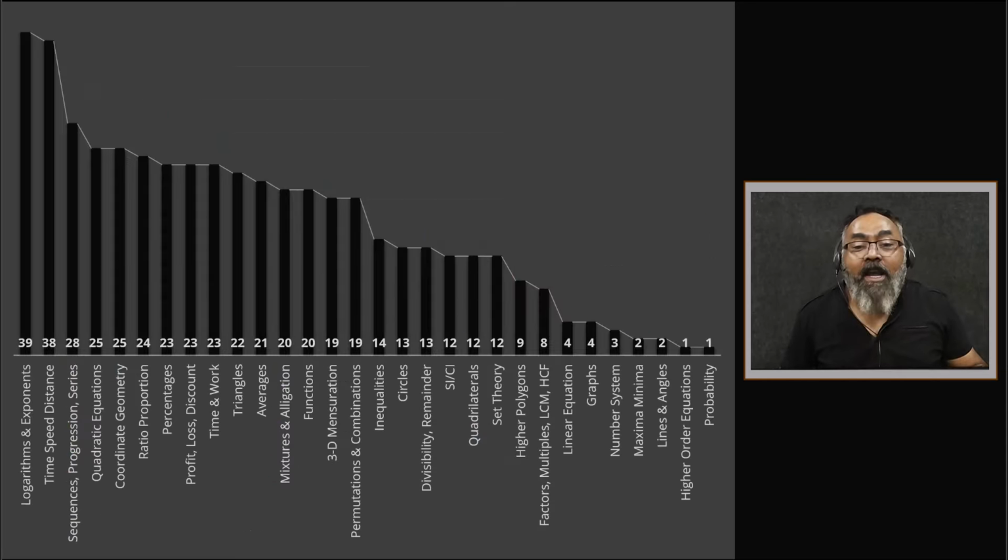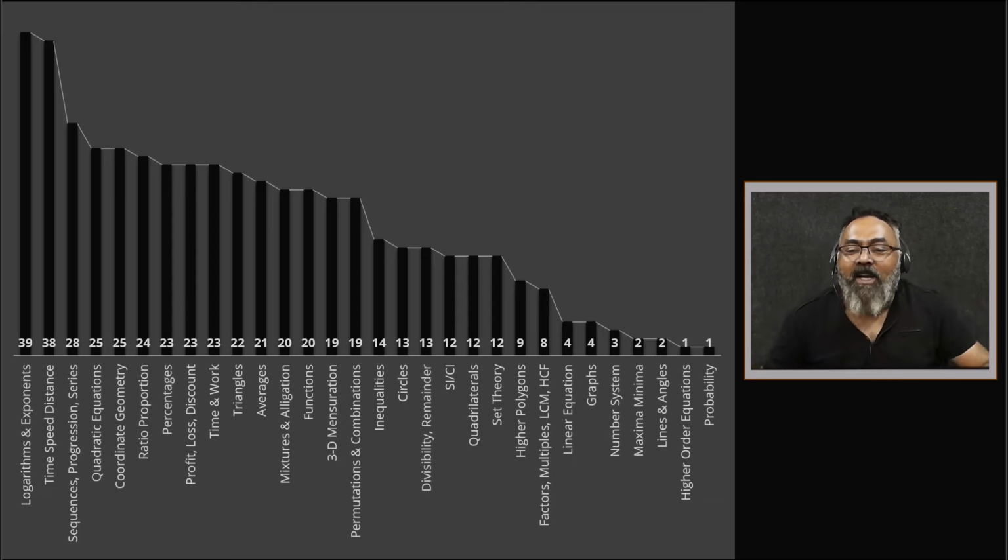And this is the story. Oh, oh, who's number one? Who is number one? Logarithms and exponents. Number one. I'm sure you skipped that chapter. 38, 9 questions. More than some of the other chapters in arithmetic.